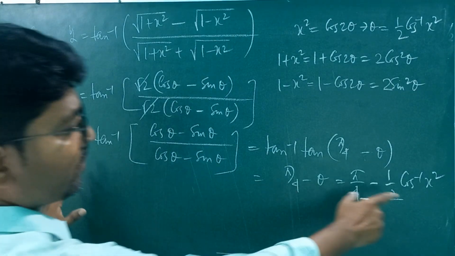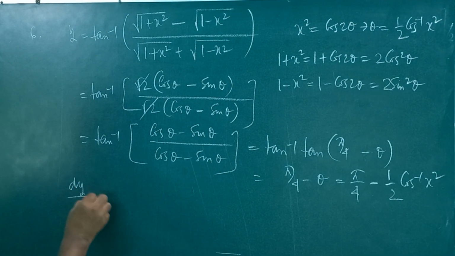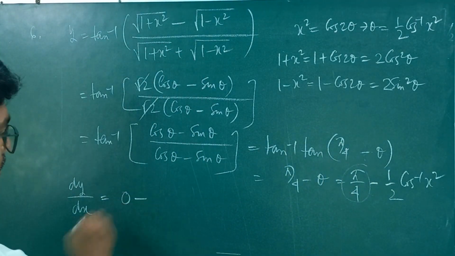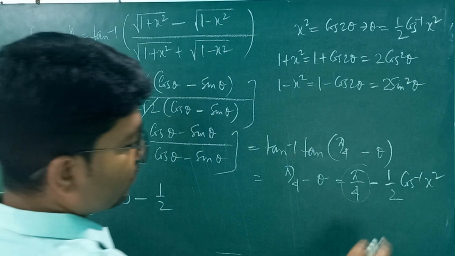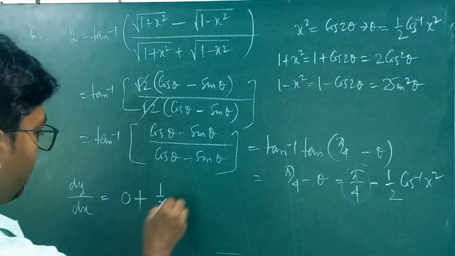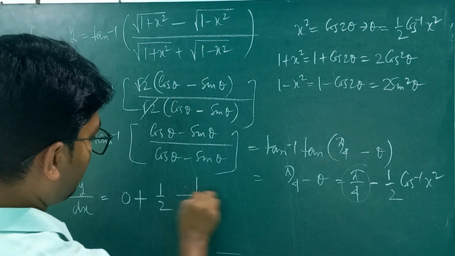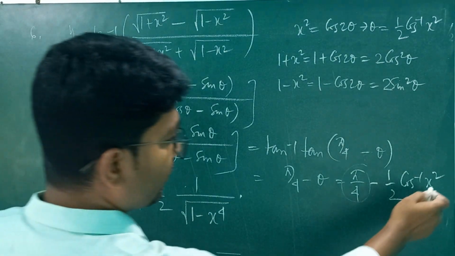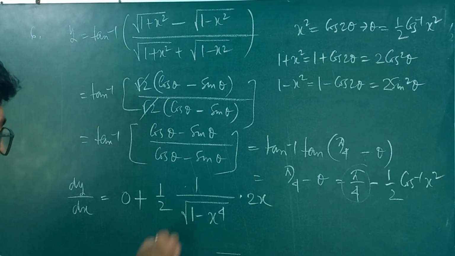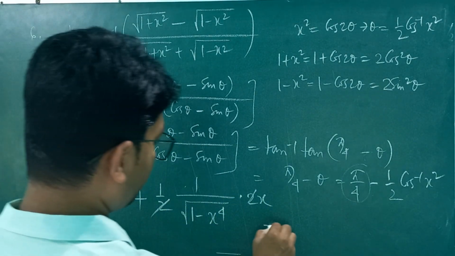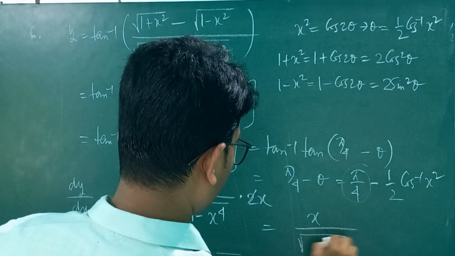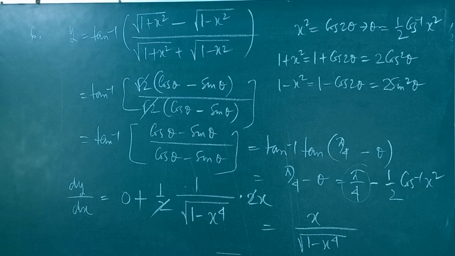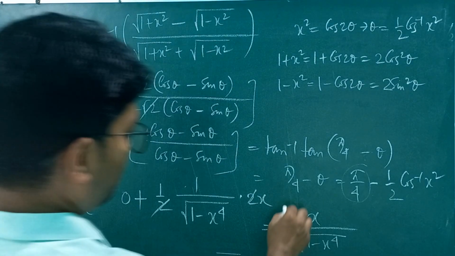So now its derivative is very simple. What is dy by dx? This one is constant, its derivative is 0, minus half of cos inverse x square, its derivative is minus, so minus minus will become plus. So 1 by root over of 1 minus x square whole square, that is x to the power 4, into derivative of x square, that is 2x. So 2 will cancel, only result is x by root over of 1 minus x to the power 4. That is our desired result.